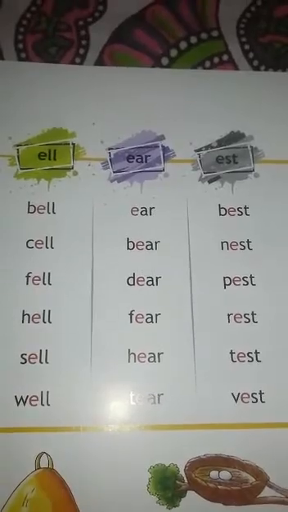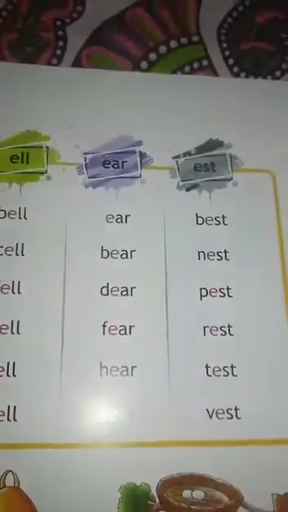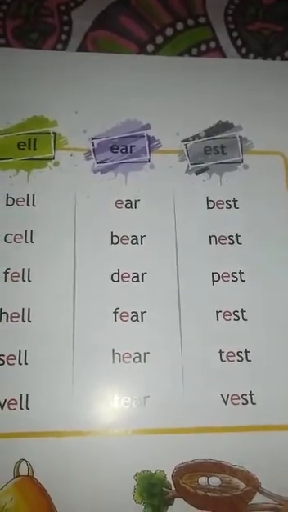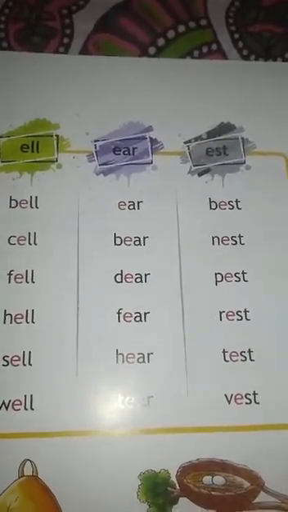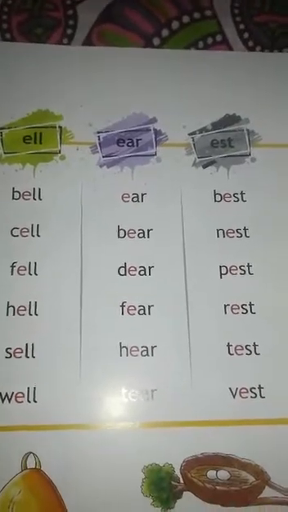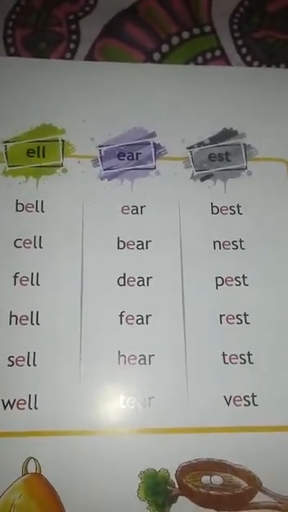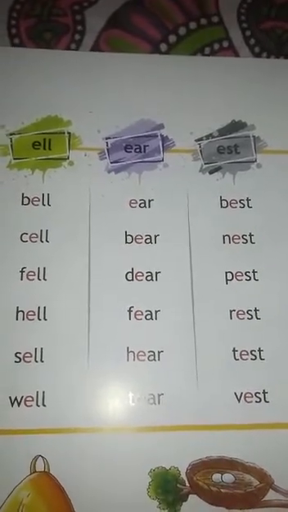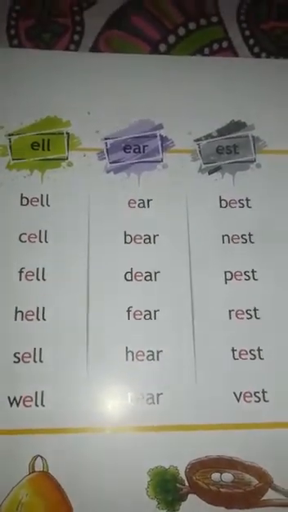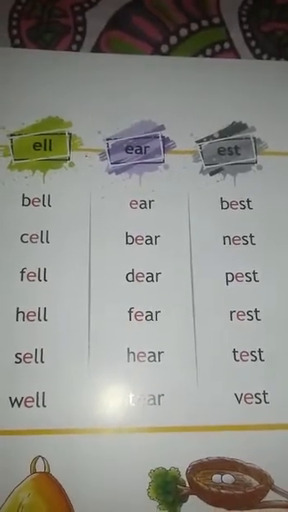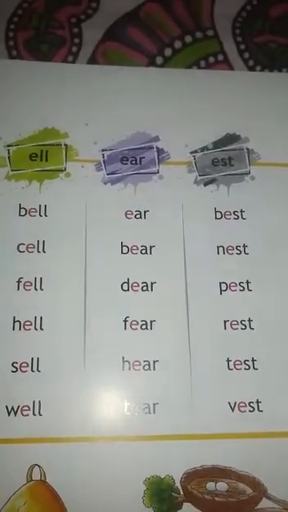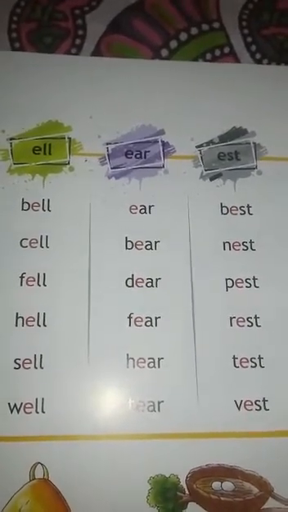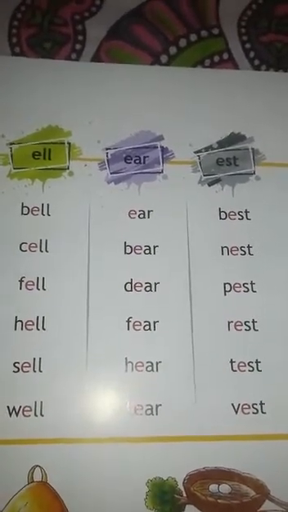Next, E S T, S sound. It is also from the E family sound. B E S T, best. N E S T, nest. P E S T, pest. R E S T, rest. T E S T, test. V E S T, west.